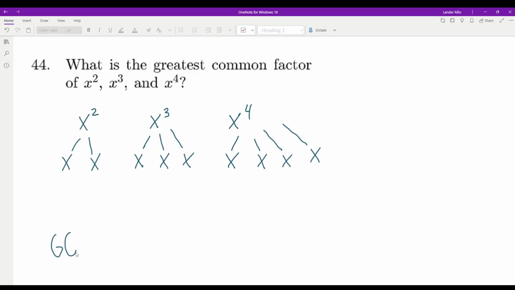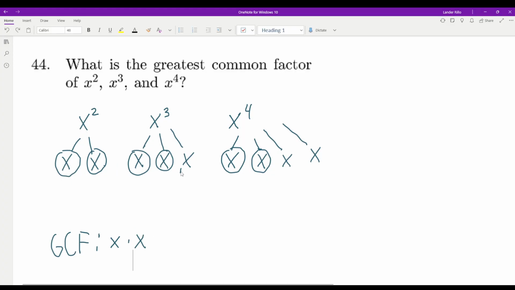We can find our GCF by just looking at the common factors again. So that's the x in common here, x common here, x common here. That's one x in common between all of them. And that's another x that's common between all of them. But now there's no more x here. There is an x here, and an x there, so there's common between these two, but not all three. We're looking for the greatest common factor of all three. So we only have x times x. The GCF is x squared.